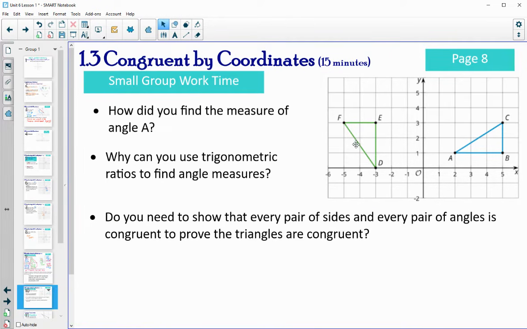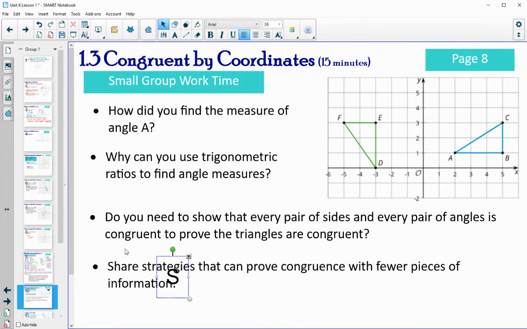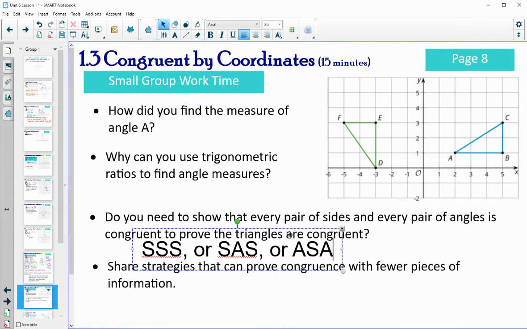Did you have to find all the pairs of angles and sides in order to prove the triangles were congruent? No. You just needed to have side, side, side, or side, angle, side, or angle, side, angle. So just 3 sets would have worked, whichever 3 sets you wanted.